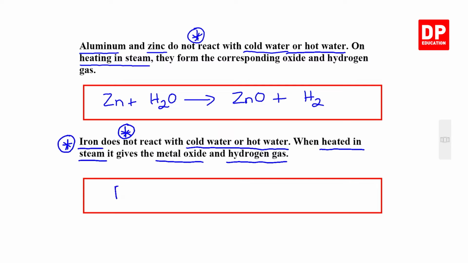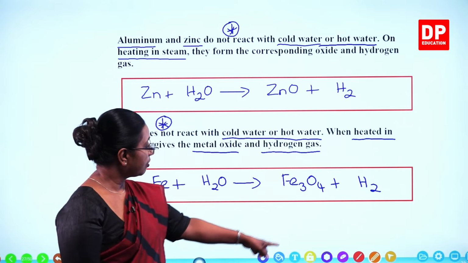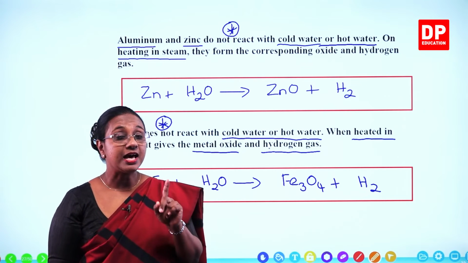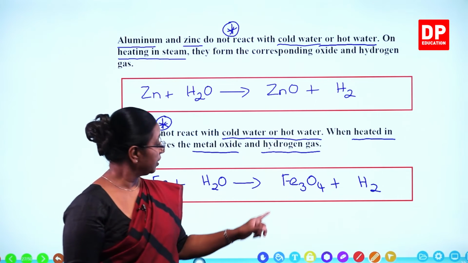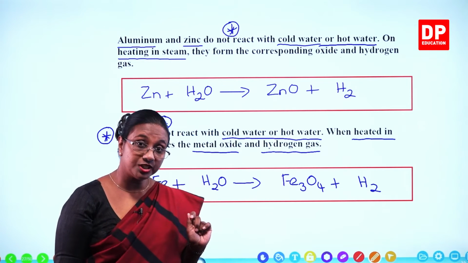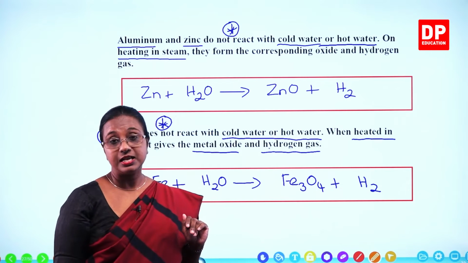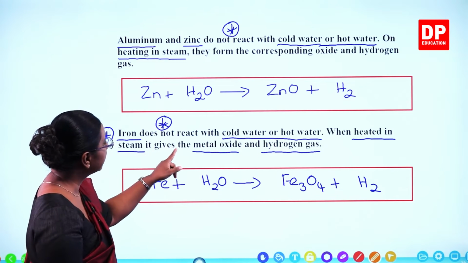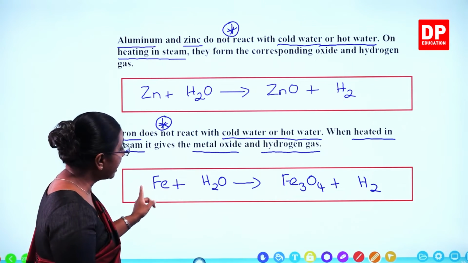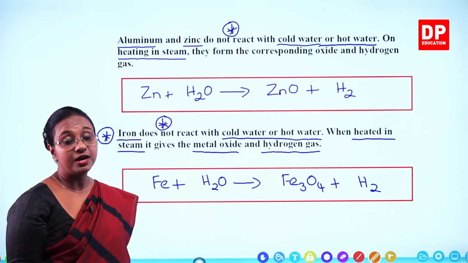When iron reacts with water, it forms Fe3O4 plus it liberates H2 gas. Now I told you all before also, students, there are different iron oxides. You are familiar with FeO, you were familiar with Fe2O3. Now this is another iron oxide, Fe3O4. So when heated with steam, iron gives rise to this type of reaction.